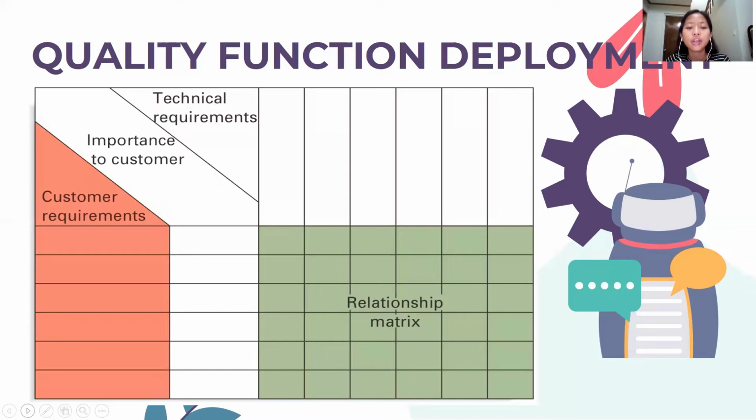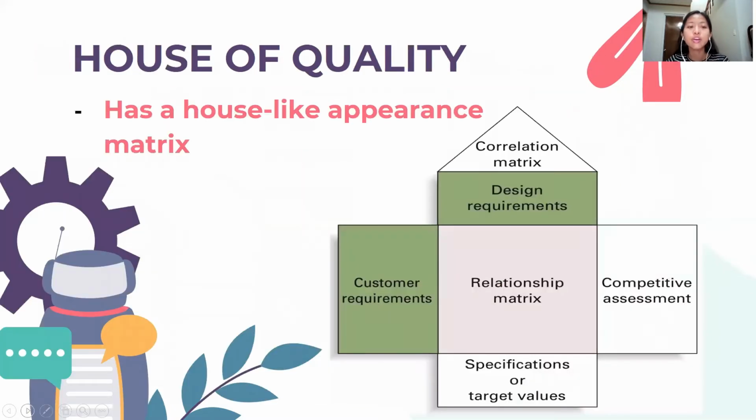Here, you can see the main components of the quality function deployment matrix. It consists of the customer requirements, the importance to customer, the technical requirements, and the relationship matrix. The customer requirements must relate to its technical requirements. The QFD matrix is often referred to as the house of quality matrix. Tinawag siya na house of quality because it has a house-like appearance.